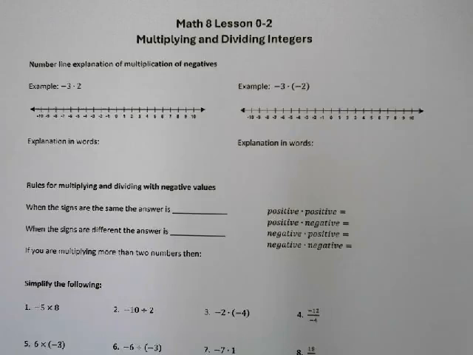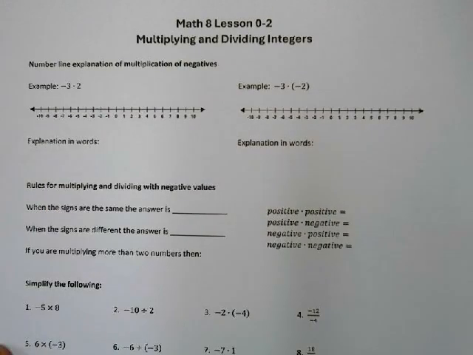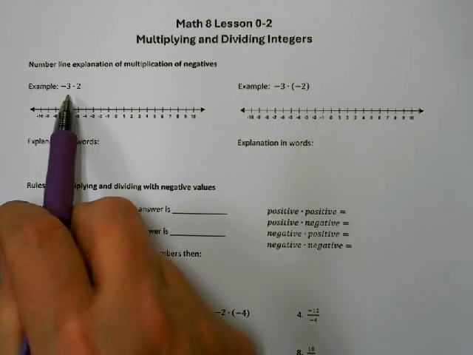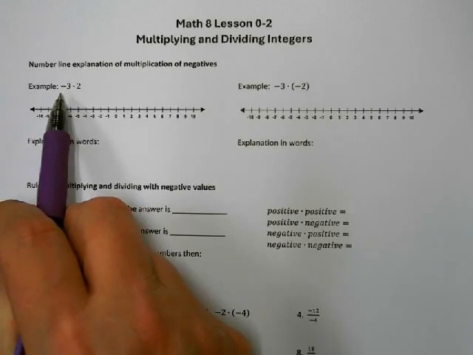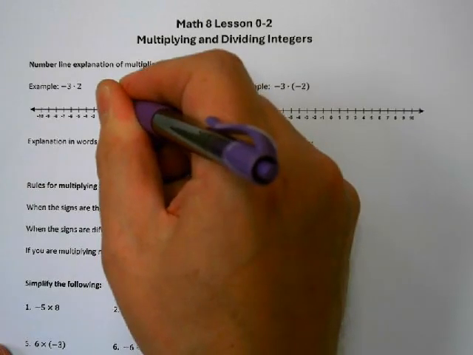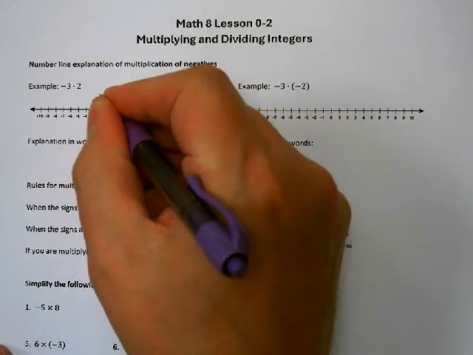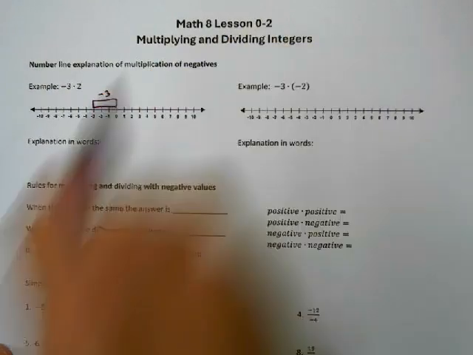We've got lesson 2, so we're going to continue on with reviewing some of our concepts from previous grades, multiplying and dividing integers. All right, so we've got negative 3 times 2. What we want to notice about that multiplication problem is that when we're multiplying, it's saying that we're starting with negative 3 of something. So this is 0 to negative 3. We've got a group there, and that group represents negative 3.